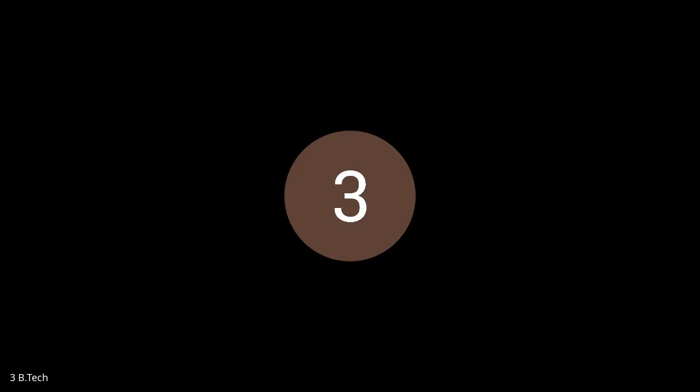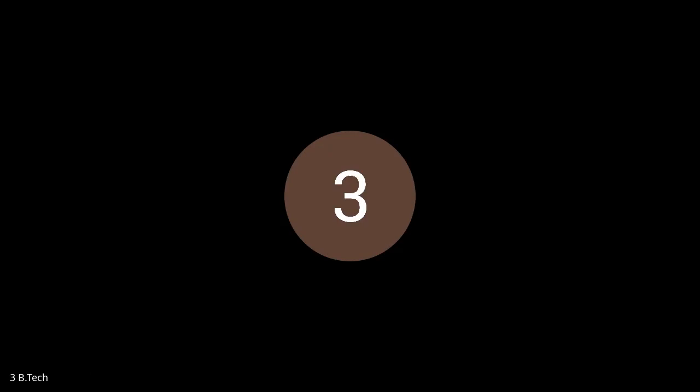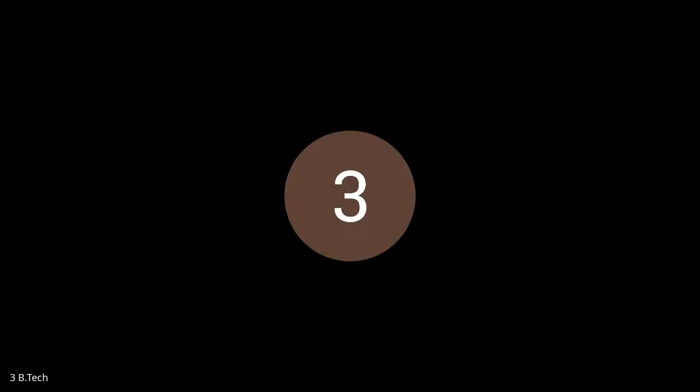What are offset values? If you are not providing any input to the operational amplifier, and yet sometimes you are able to get an output, those values are nothing but offset values. Without providing input, we may get some small amount of output. That value is nothing but the offset output.